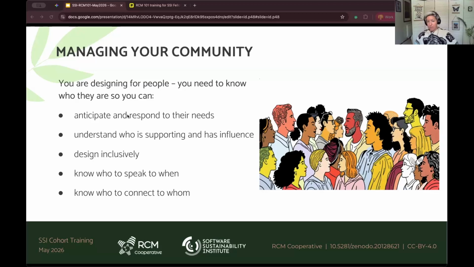You need to know who your people are so you can design inclusively for anything that you understand about them. You need to know where people are so you can understand geographical barriers to certain infrastructure choices, for example. One of my favorite bits about this work is knowing who to speak to when and who should speak to someone else, so who to connect to whom. You can only know who to speak to if you know who's in your community, and you can only know who to connect when you know who's in your community.